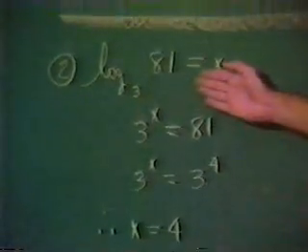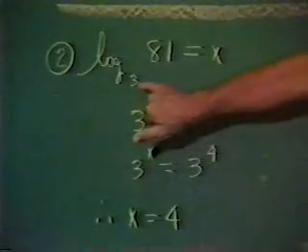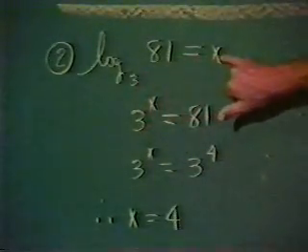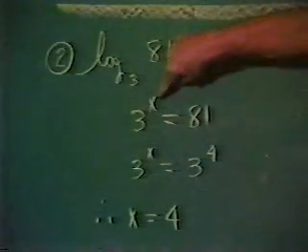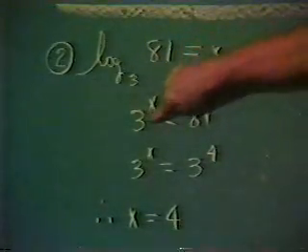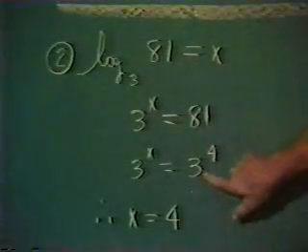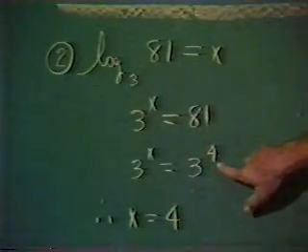All right, we change it from here to exponential form. It is base raised to the exponent is equal to the number. And again, if you have the unknown on the top, then you get these to be the same. 81 is 3 to the 4th power. Now, if you don't know that, you're going to have to experiment.